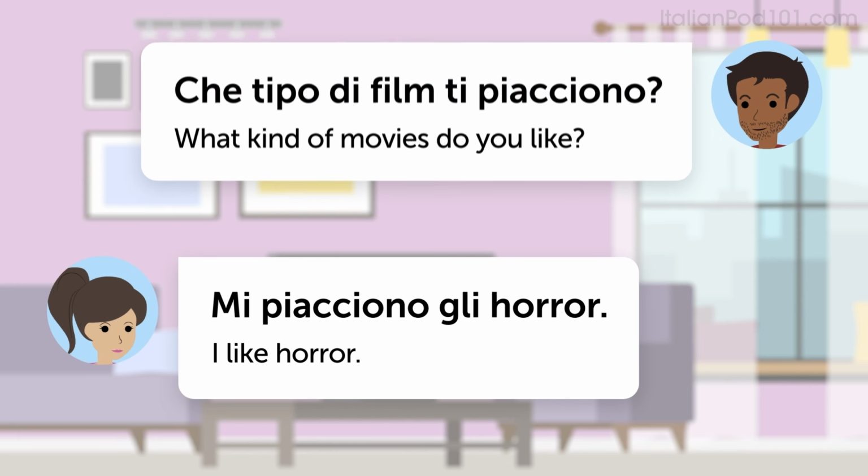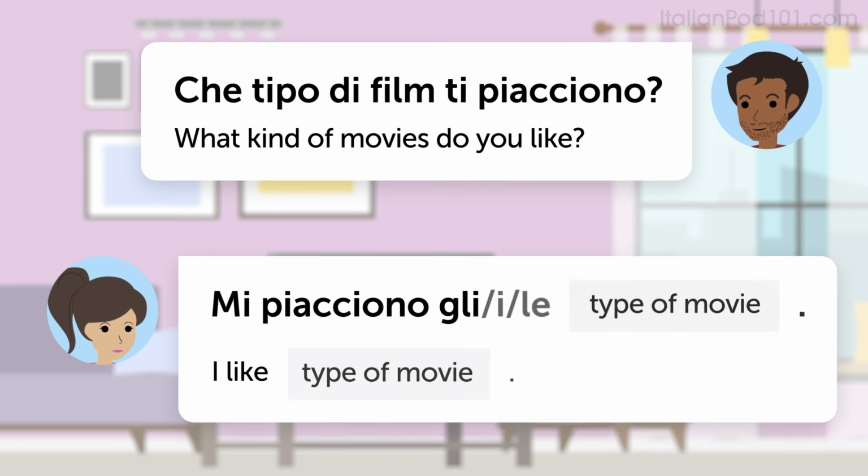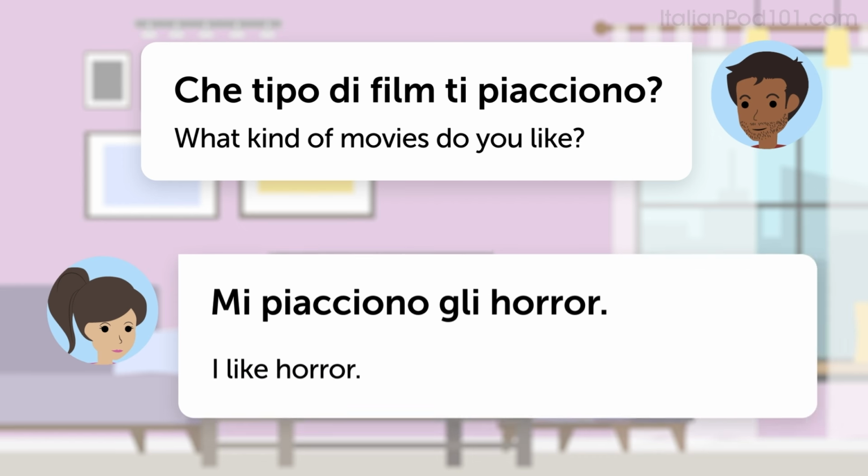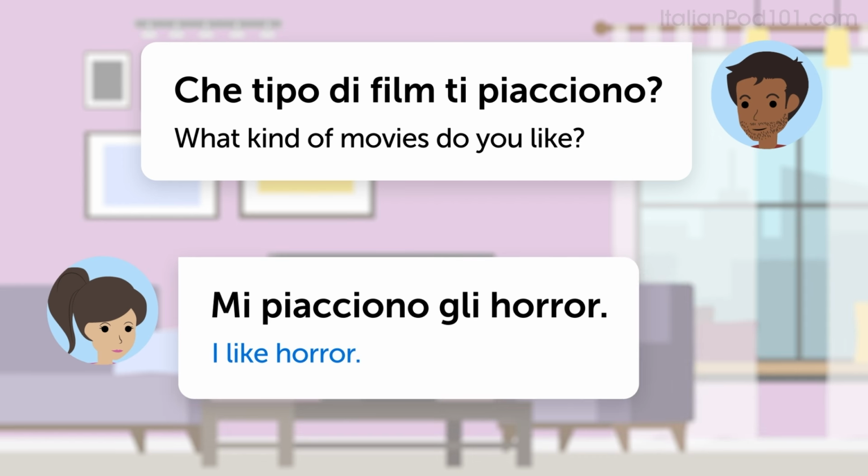Now, how do you answer this question? The pattern is, Mi piacciono le, type of movie. This Italian sentence literally translates as, I like the type of movie, but it means, I like type of movie. For example, I like horror. Mi piacciono gli horror.